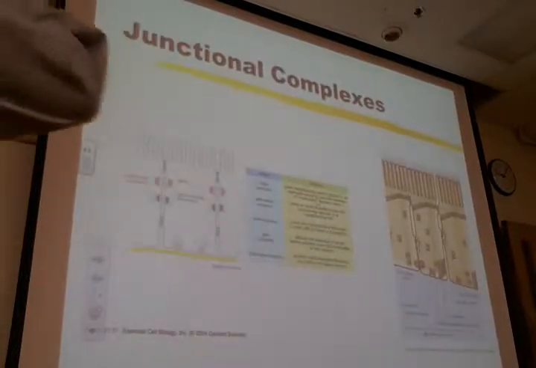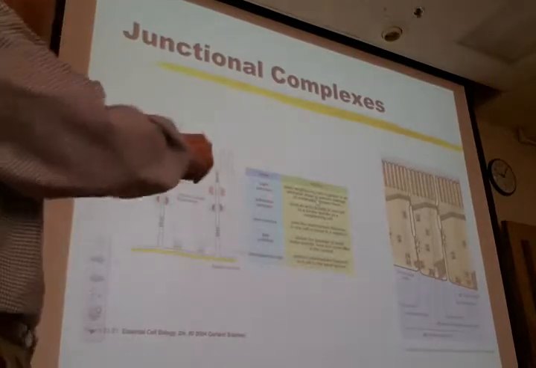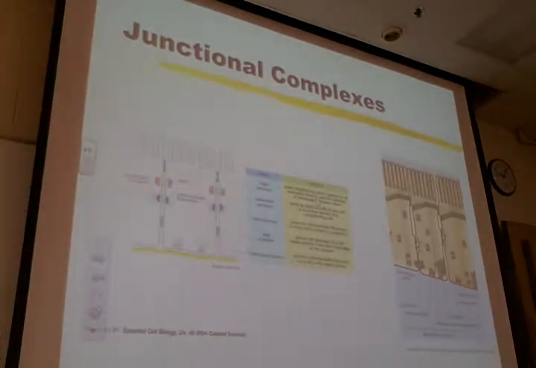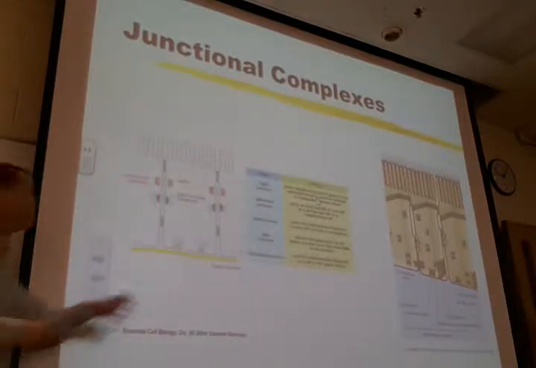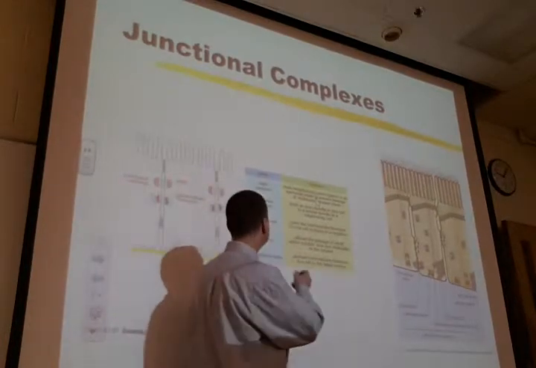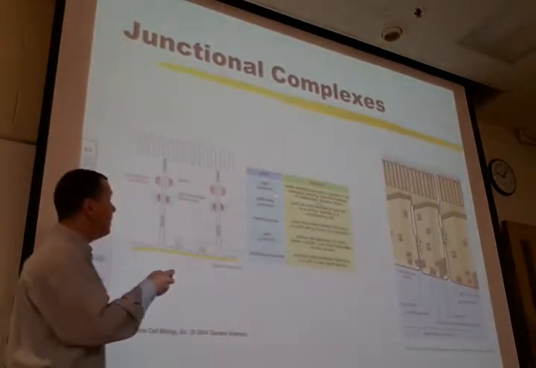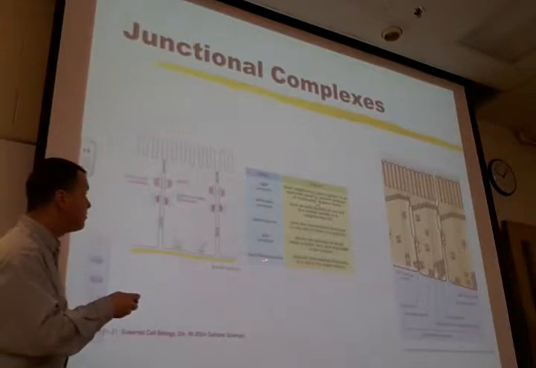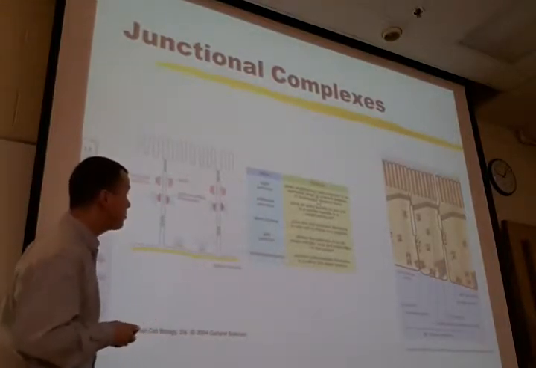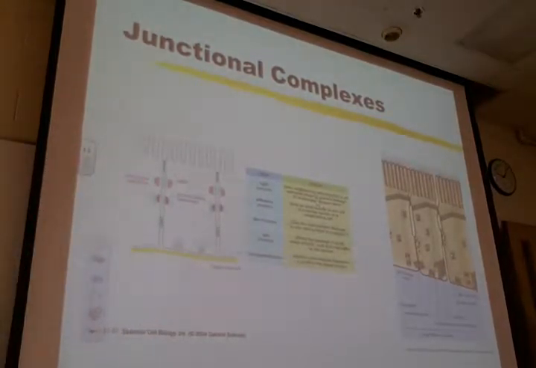So we're going to see that there are a number of them. We'll work our way from top to bottom here. This one on the left is the figure from your book, which is a nice little summary table. So we'll be looking at things called tight junctions and adherens junctions and desmosomes and hemidesmosomes and gap junctions as we go through today.